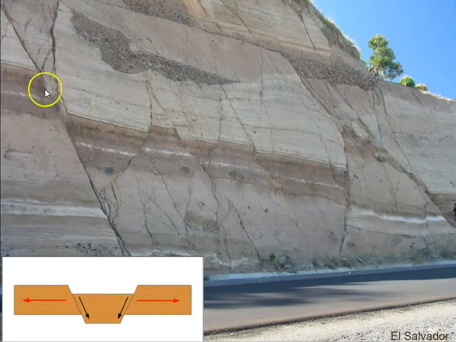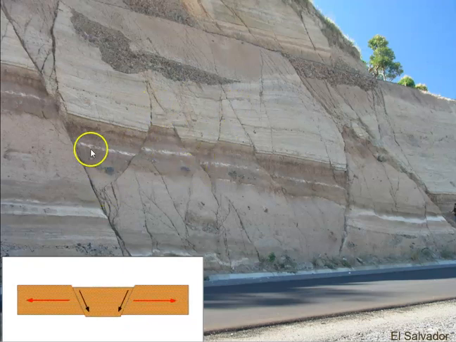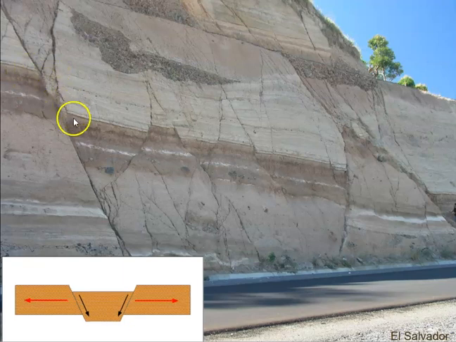But you can see here's a normal fault. Here's a normal fault. Notice they're actually going different directions. But this nice dark line would have been up there, but it slid down. This dark line would have been up there, but it slid down. So those are two normal faults. And then this dark line would have been up there. It slid down. And so we've got a series of normal faults.